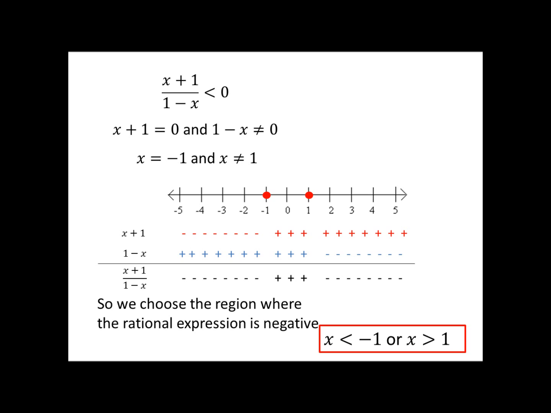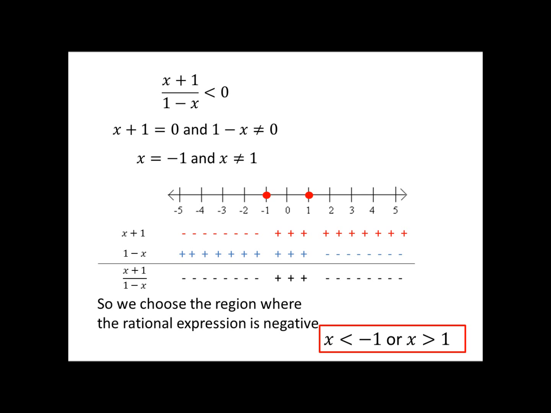So the top, x plus 1, is negative in the first region. If you plug in a number like -4, -4 plus 1 is negative. So that whole region is negative. The middle section, from -1 to 1, x plus 1 is positive. If you go 0 plus 1, that's a positive number. If you choose a number from the third region and plug it in, you get a positive number again.